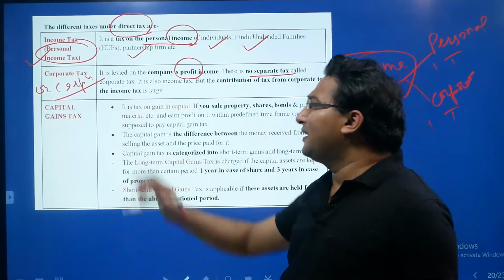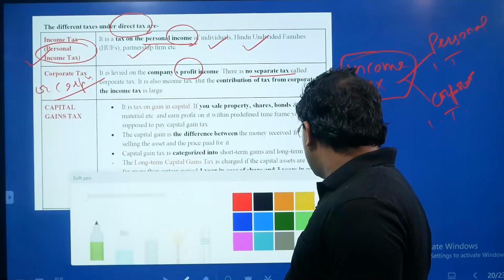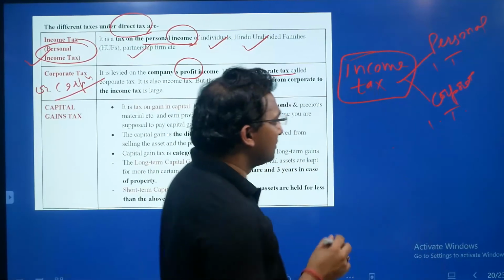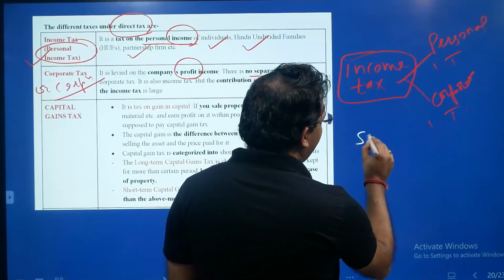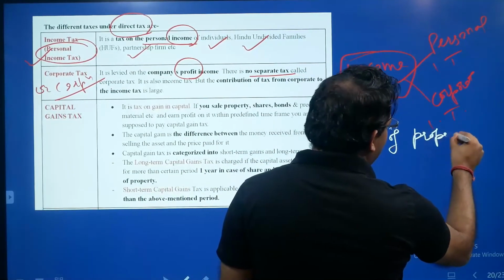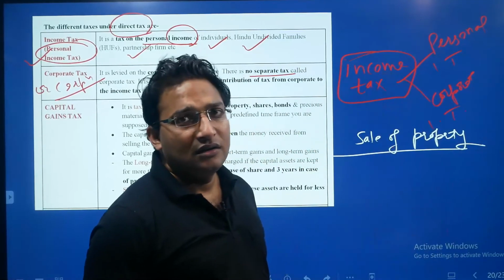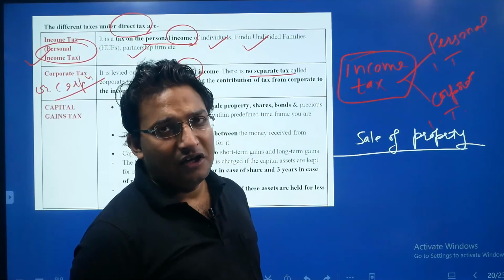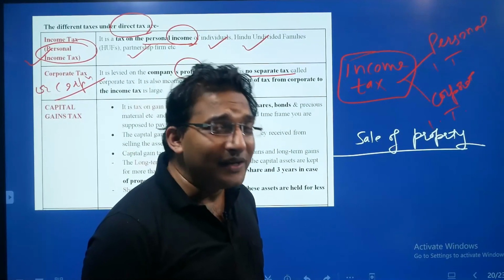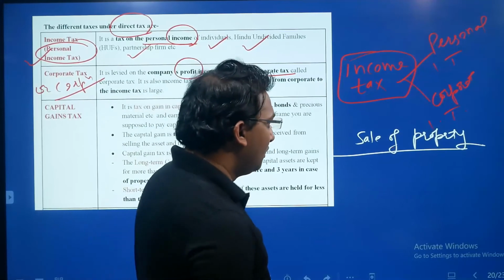Then third is capital gain tax. So what is capital gain tax? This capital gain tax happens when there is sale of some property, right? This property can be in the form of building, real estate, gold. It can be in the form of shares of a company, bonds of a company, government bonds, etc.